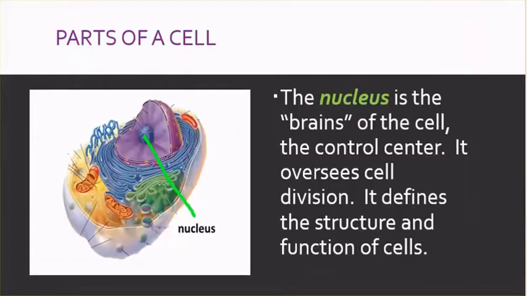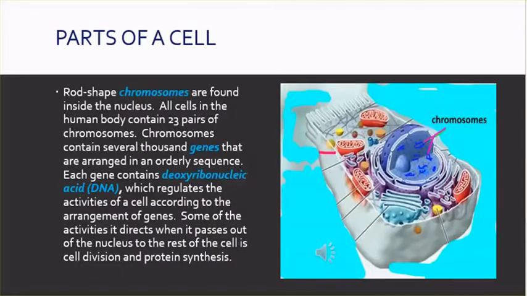The nucleus is the brains of the cell, the control center. It oversees cell division. It defines the structure and function of cells. Rod-shaped chromosomes are found inside the nucleus. All cells in the human body contain 23 pairs of chromosomes.